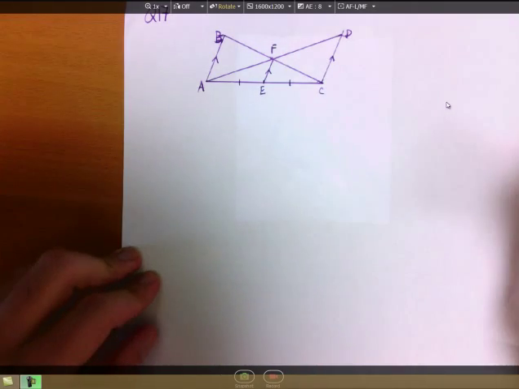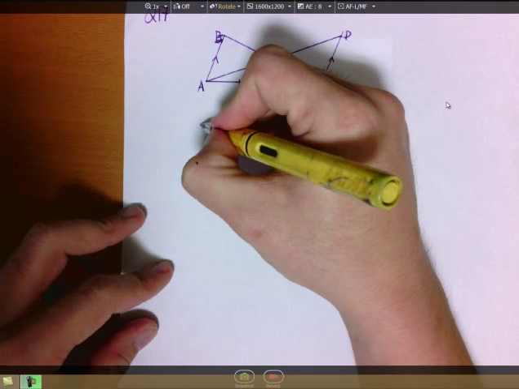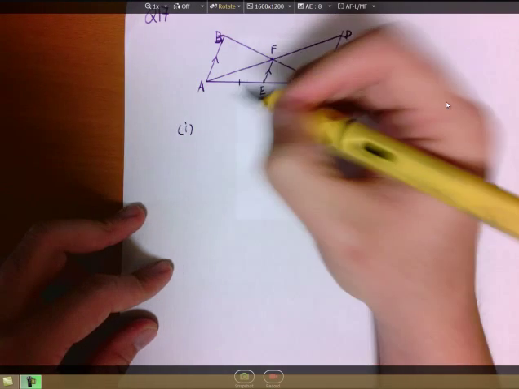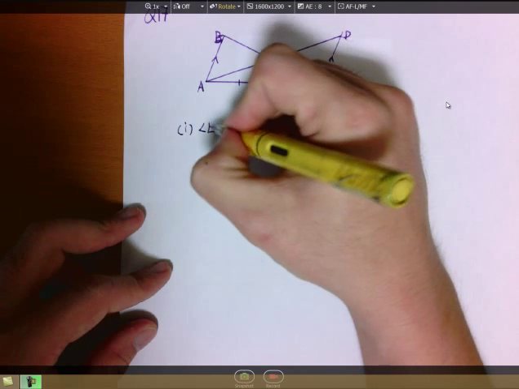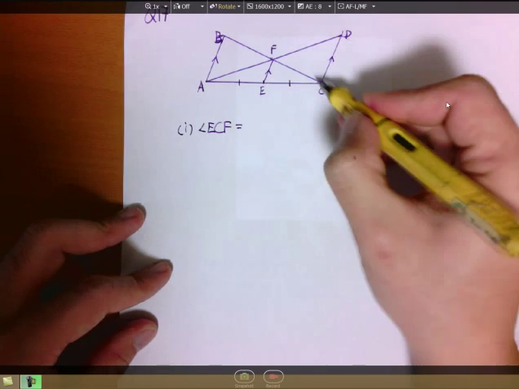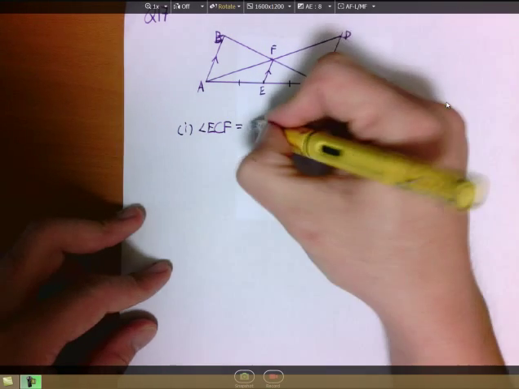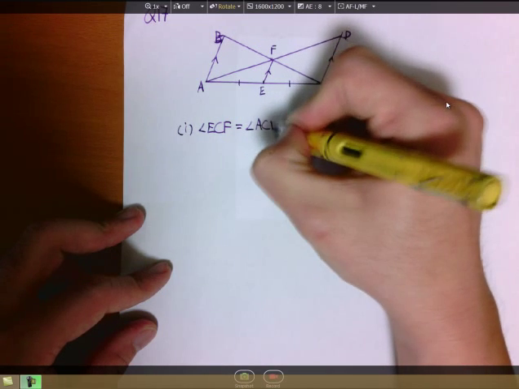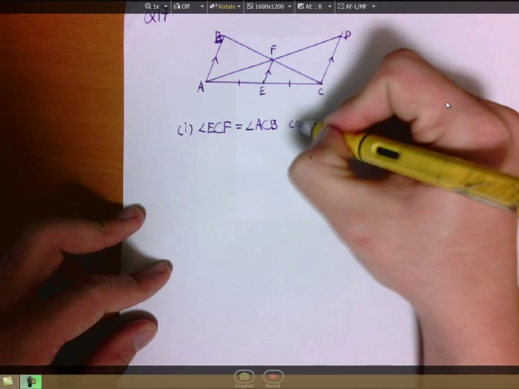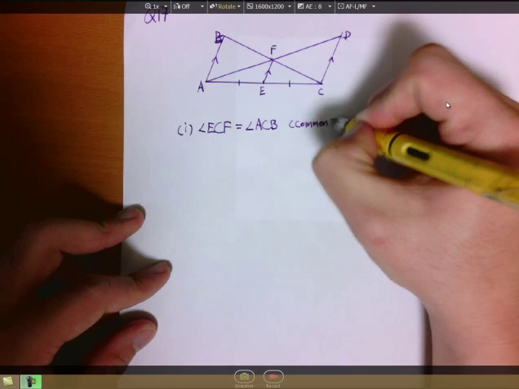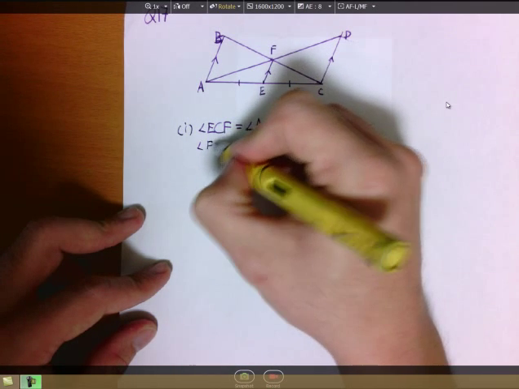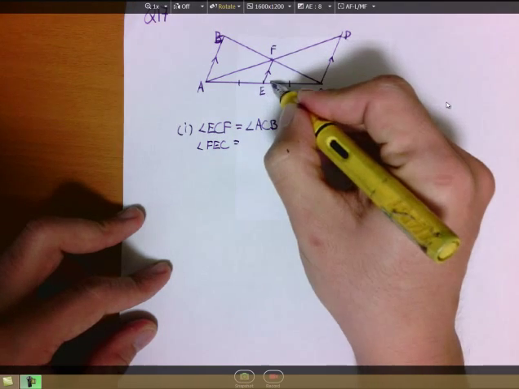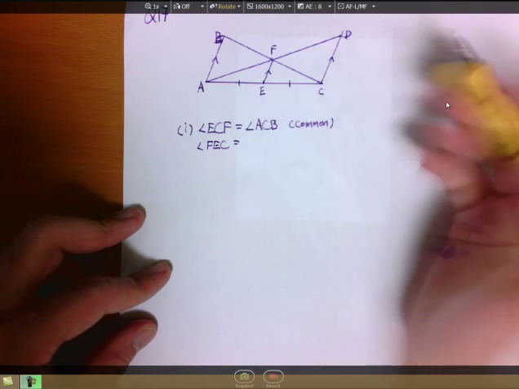EFC, ABC. So first, I will start by saying this. This is part 1. I'll say that angle ECF, this angle here, is equal to angle ACB. Alright, and this is common. Next, angle FEC, this angle here, is equal to angle BAC.